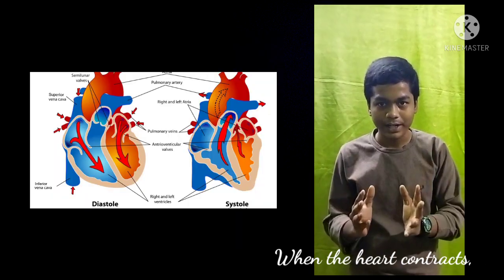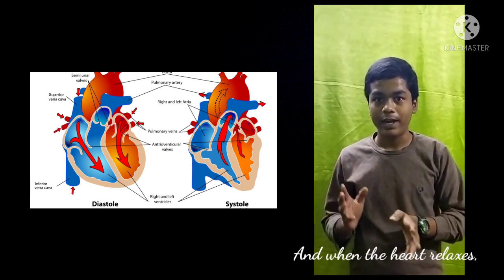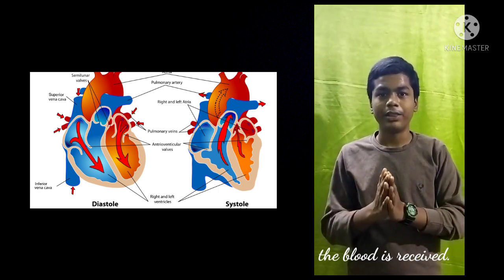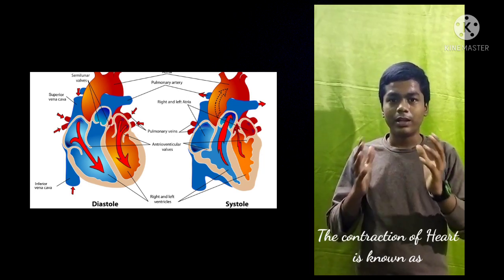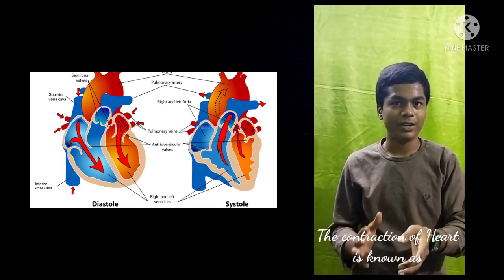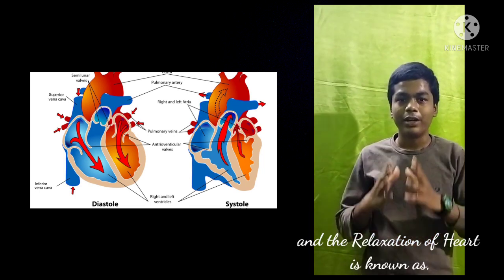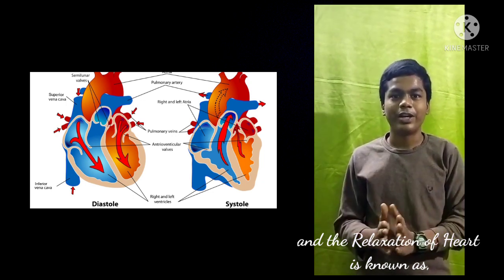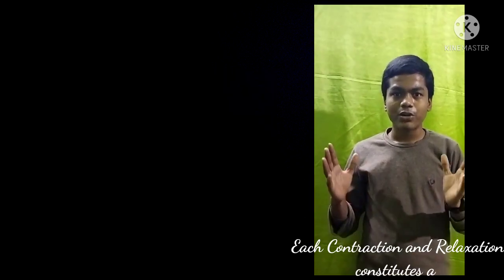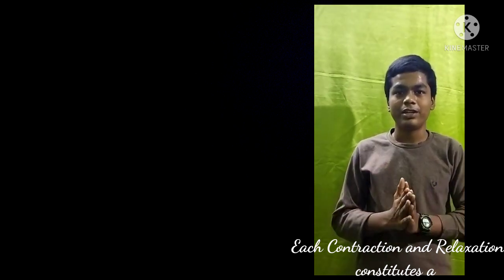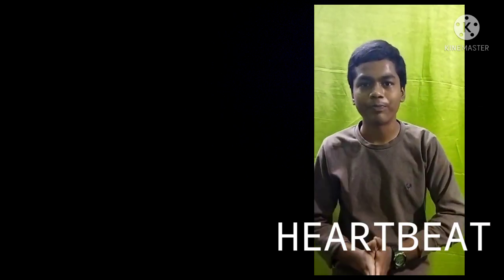When the heart contracts, the blood is pumped out, and when the heart relaxes, the blood is received. The contraction of heart is known as systole and the relaxation of heart is known as diastole. Each contraction and relaxation constitutes a heartbeat.